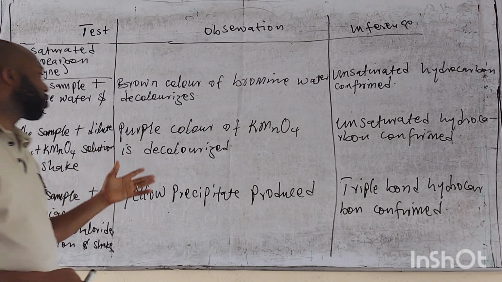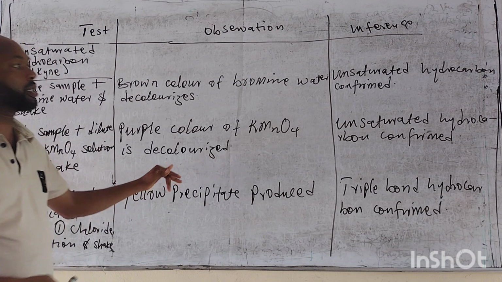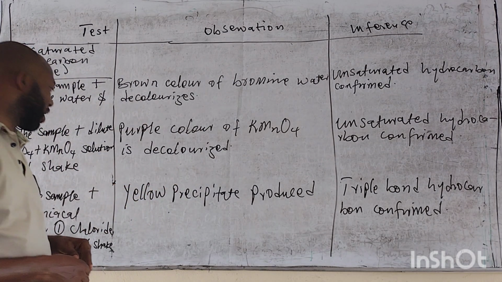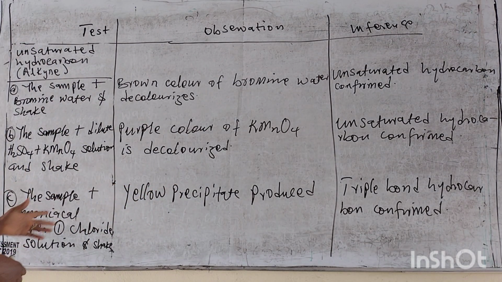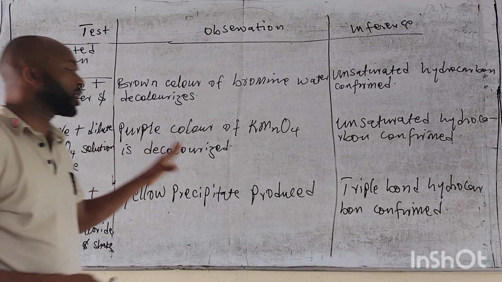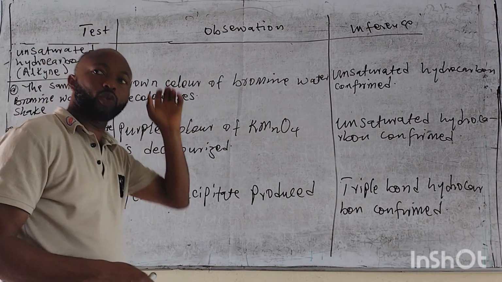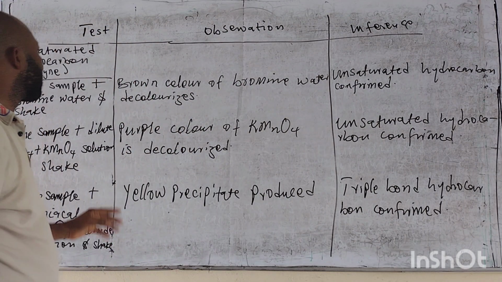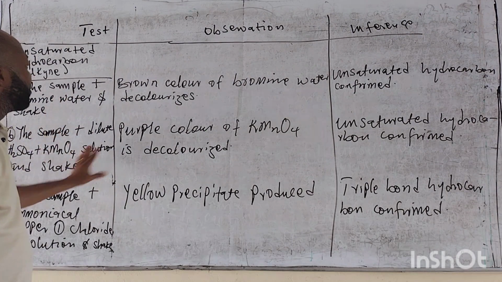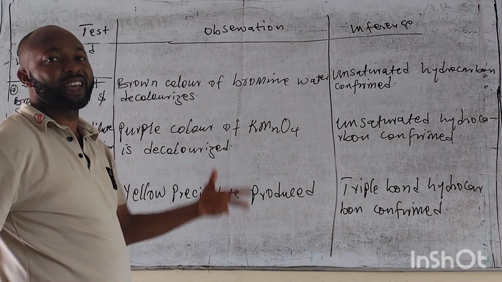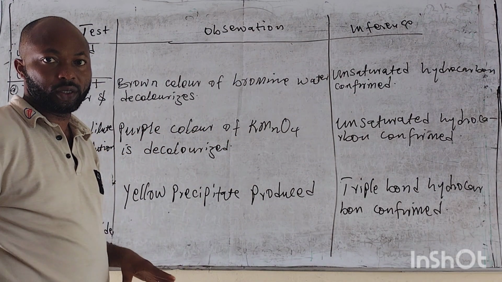The purple color of KMnO4 is decolorized. Unsaturated hydrocarbon confirmed. C: the sample plus ammoniacal copper(I) chloride solution and shake. A yellow precipitate is produced. Triple bond hydrocarbon confirmed. So let's look at the difference here. The A and B reactions are the same with the double bond.